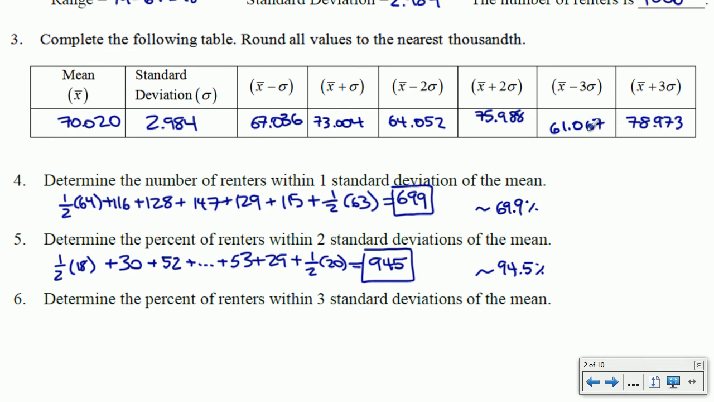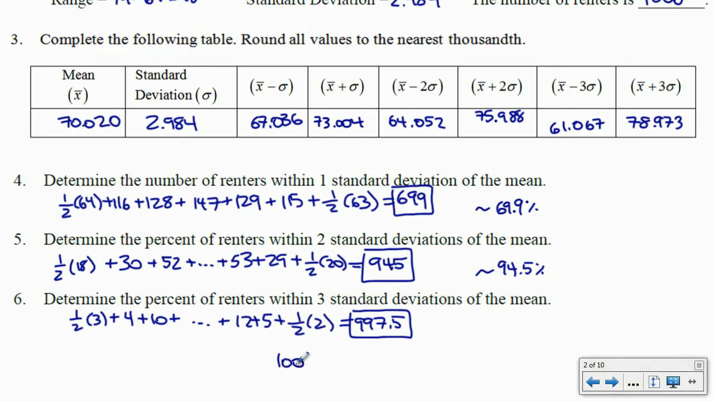For number 6, our lower end is 61, and our upper end is 79. So what we could do is 1/2 times 3, plus 4, plus 10, and so on, plus 12, plus 5, plus 1/2 of 2. Which will give us 997.5. Alternatively, if we know we have 1,000 people total, we can subtract off the end bits. So we would subtract off 1/2 of 3, 1.5, and also subtract off 1/2 of 2, which is 1, and that would give us the same thing. So this works out to be 99.7%, or 99.8%.